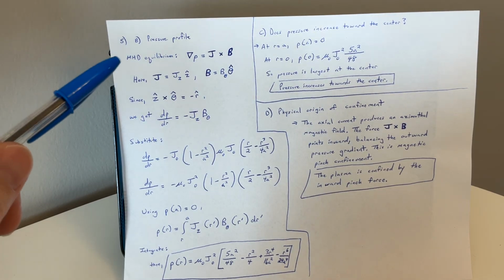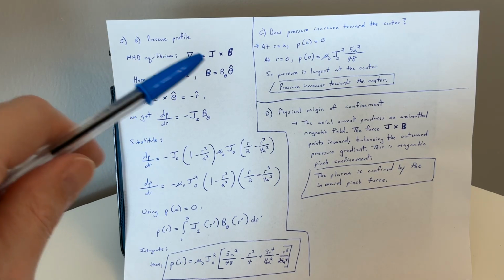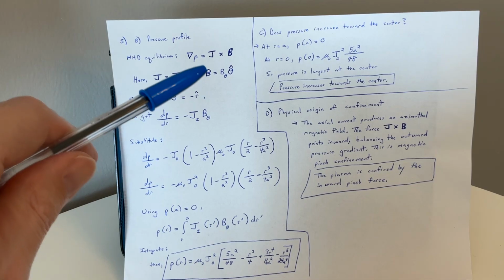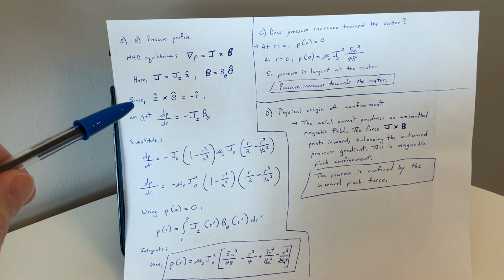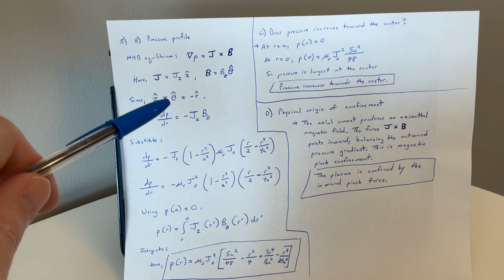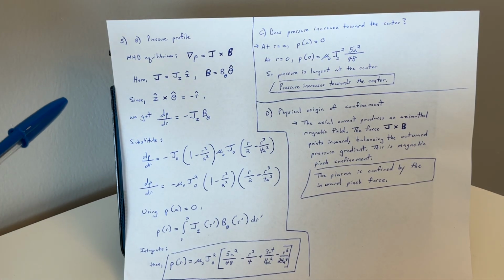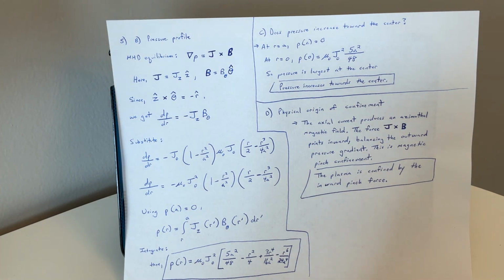Pressure profile, MHD equilibrium. We have that cross product J cross B. Here J is J sub z, z hat, and B equals B sub theta, theta hat. Now here's where it gets interesting. Since z hat cross theta hat equals negative r hat, if we take the derivative, dp/dr is going to be negative J sub z B sub theta.